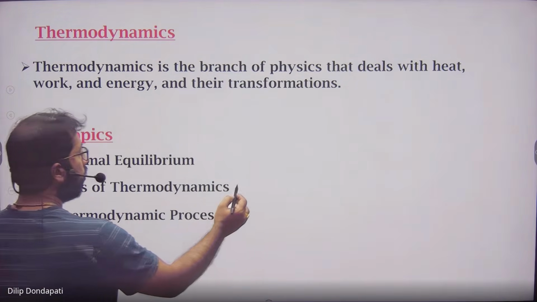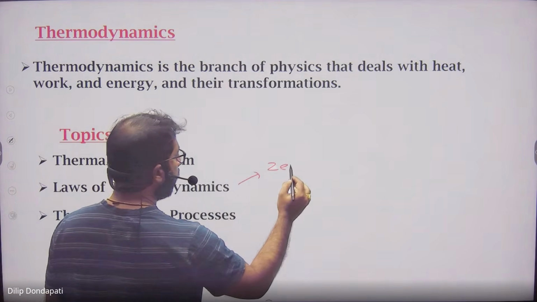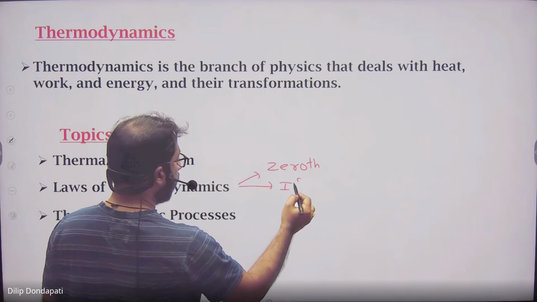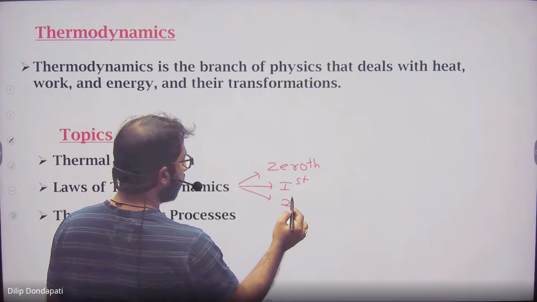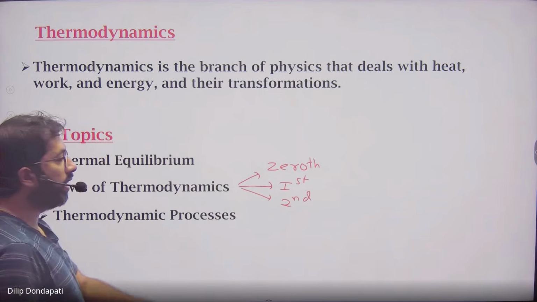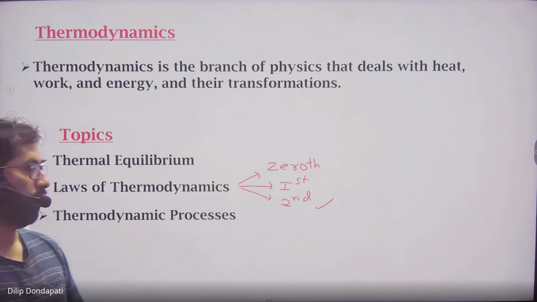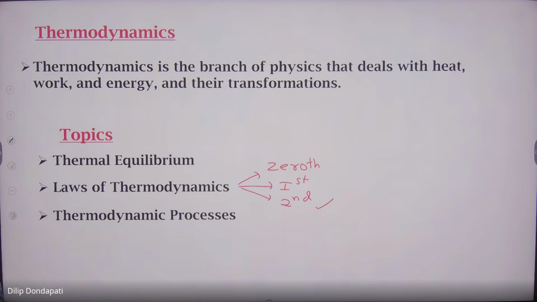In laws we have zeroth law, first law, second law. We are studying a statement only for the second law. There is no numerical statement. And first law is the base, complete numericals will be coming from first law. And zeroth law is theoretical.